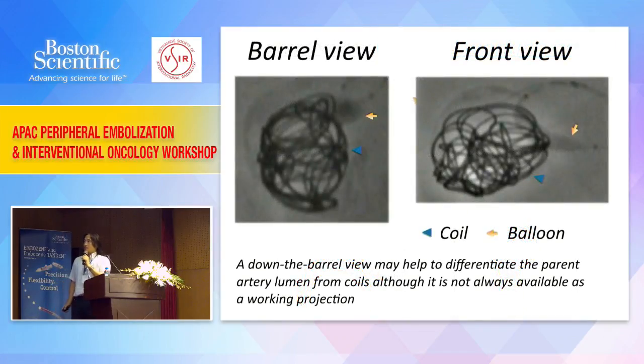It's a real case. In the barrel view, you can see that this is a balloon. So the coil mass doesn't protrude into the parent artery. However, in the frontal view, the coil mass looks like it protrudes into the parent artery. So this barrel view is essential for coil embolization.